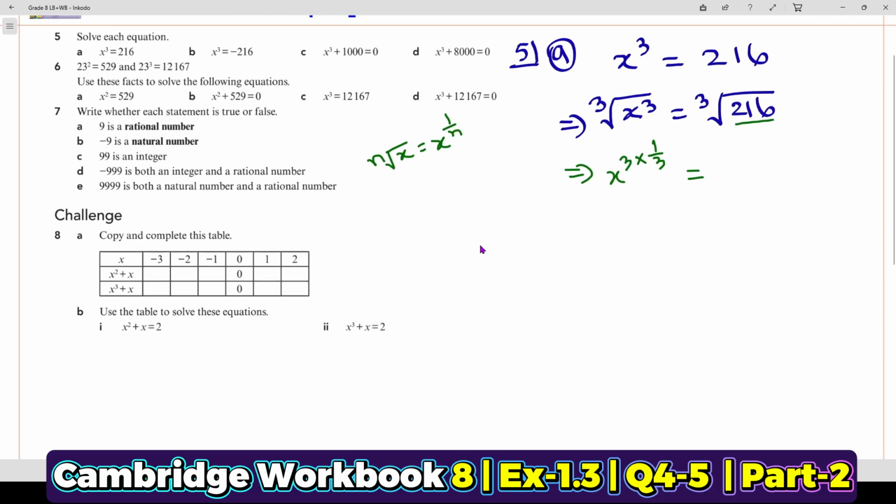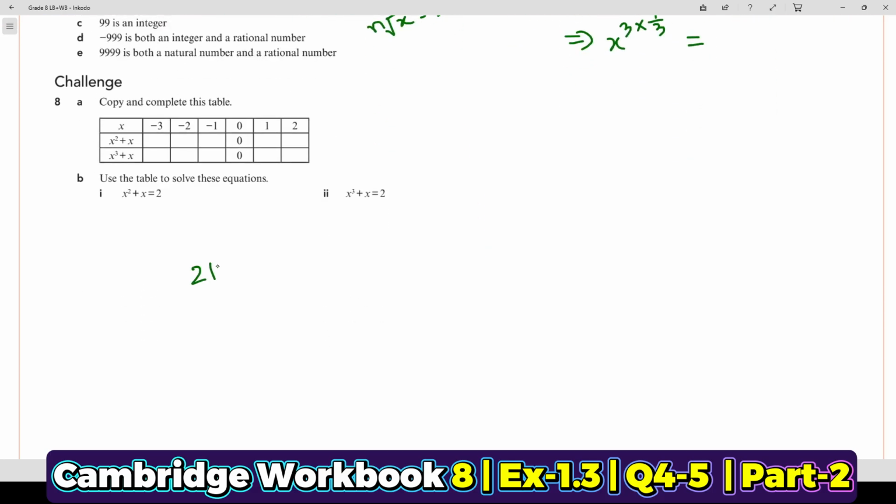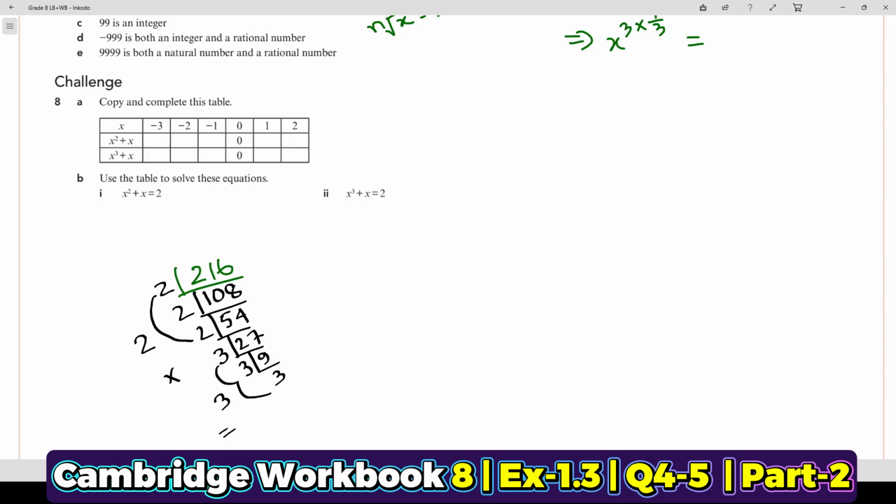In rough work we can practice like this: 216 is an even number, so we can divide by 2. Here is 108. Divide by 2, here is 54. Divide by 2, here is 27. Now we can divide by 3, here is 9. Divide by 3, here is also 3. So from each group of three equal digits we take one. It means 2, 2, 2, we take 2. And here 3, 3, 3, we take another 3. Once we multiply, it will be 6.